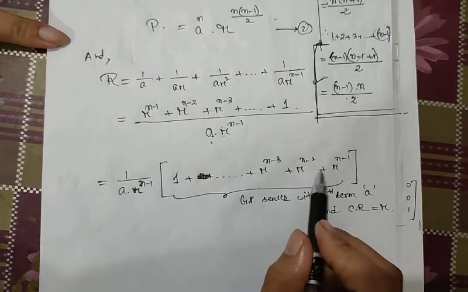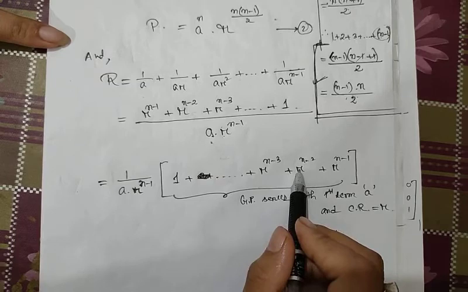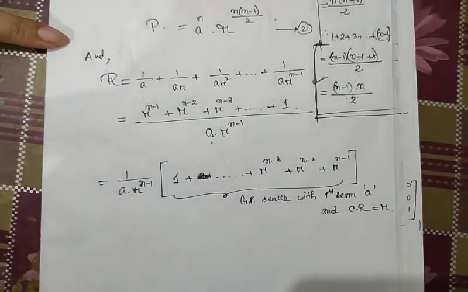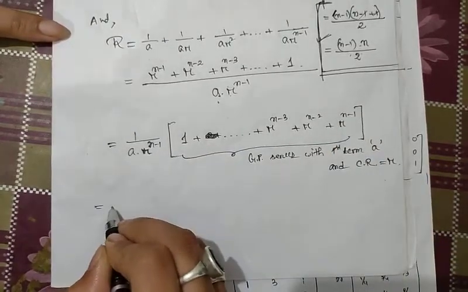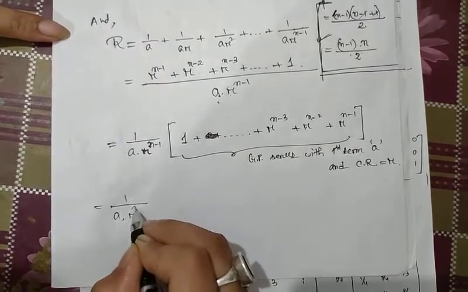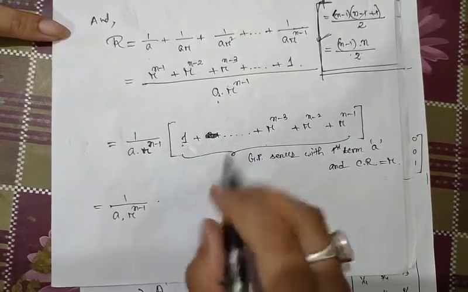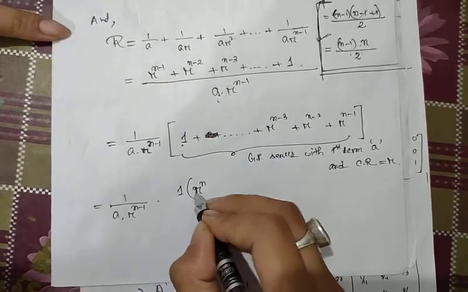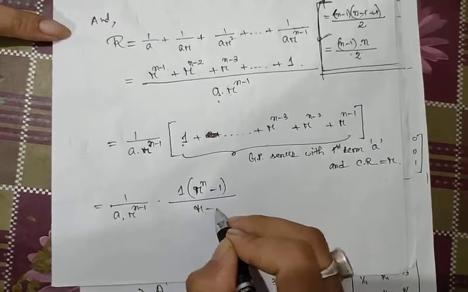This is our common ratio r, because r to the power n minus 1 divided by r to the power n minus 2 gives common ratio r. So how do we write the sum of a GP series? First term we have 1, so we write 1 into r to the power n minus 1, whole thing divided by r minus 1.